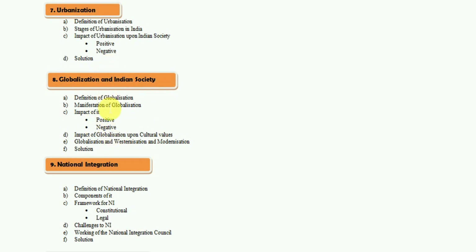What are the positive impact and what are the negative impact? Then we are supposed to see the impact of globalization upon our cultural values, and at the same time we are supposed to understand the differences between globalization leading to westernization or leading to modernization, because modernization is what is expected for Indian society, but mere emulation of the Western culture in the form of westernization is not good for the protection of our own cultural values. So we are supposed to see this irony also.